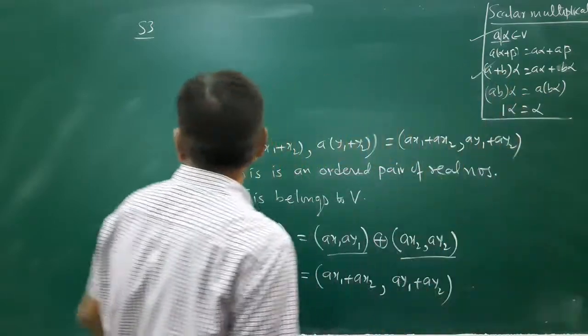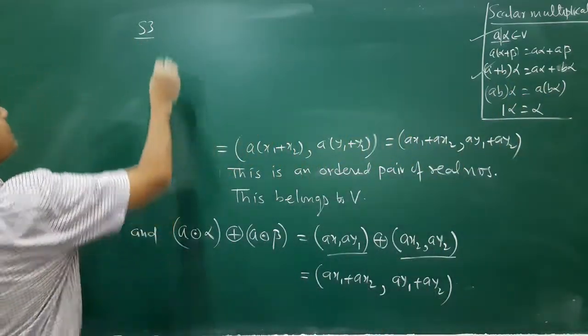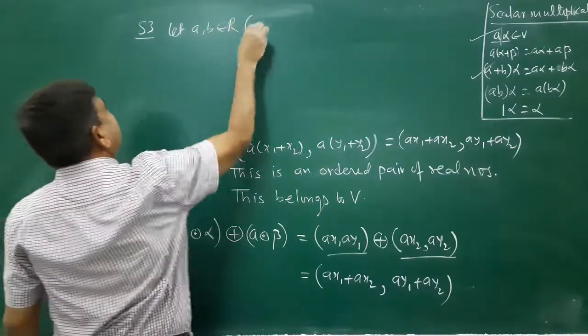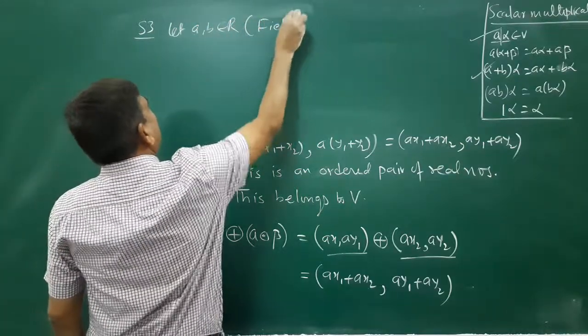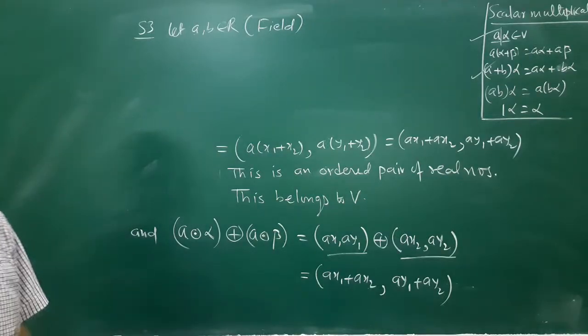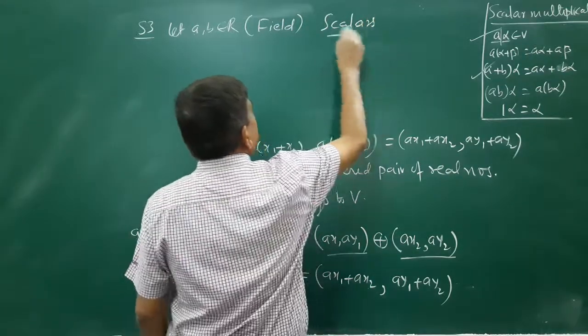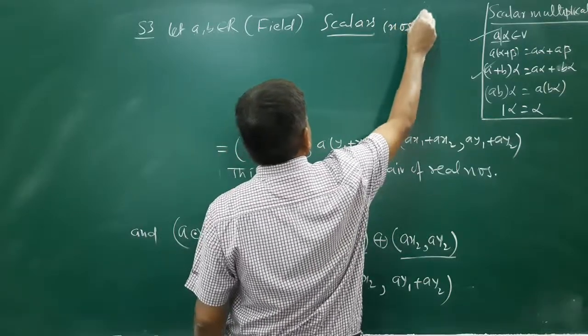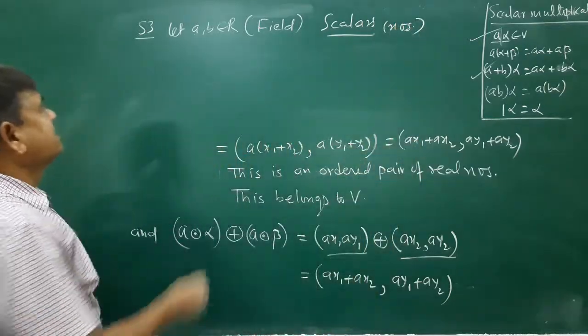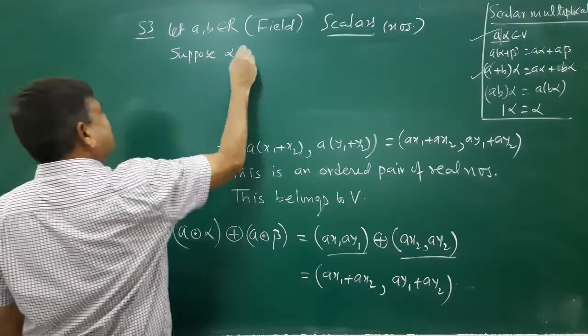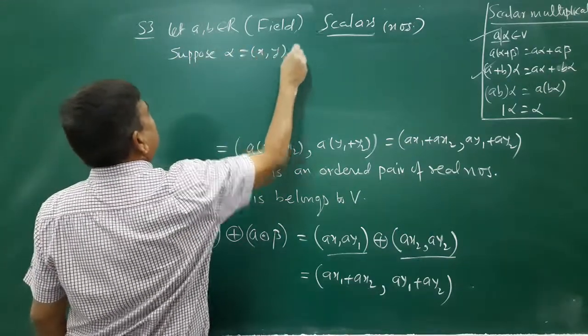We will do this third one. So let a, b belong to R, the field of scalars. Members are scalars. Scalars means numbers. Suppose alpha, that is (x1, y1), belongs to V.